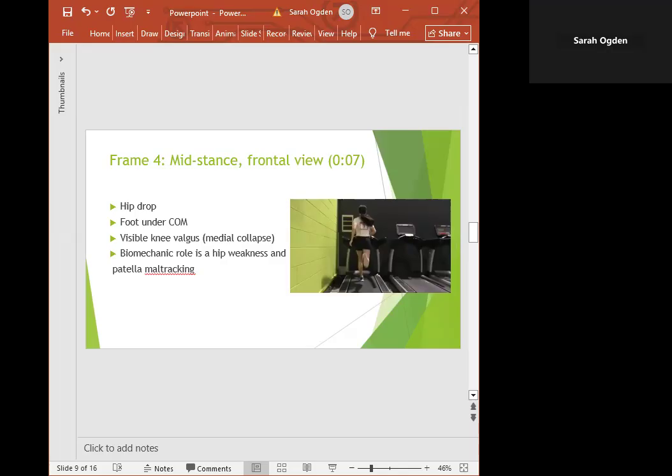her position. So from this frontal view, you can notice a mild valgus alignment. So basically, this just means that her knee is collapsing inwards. And there's also a hip drop on the opposite side. So this suggests that there is glute medius weakness on the stance leg. So it's suggesting that she has a weakness in one side. And this is commonly seen in people with runner's knee and is referred to as a positive Trendelenburg sign. Sorry, I'm not very good at saying that word.